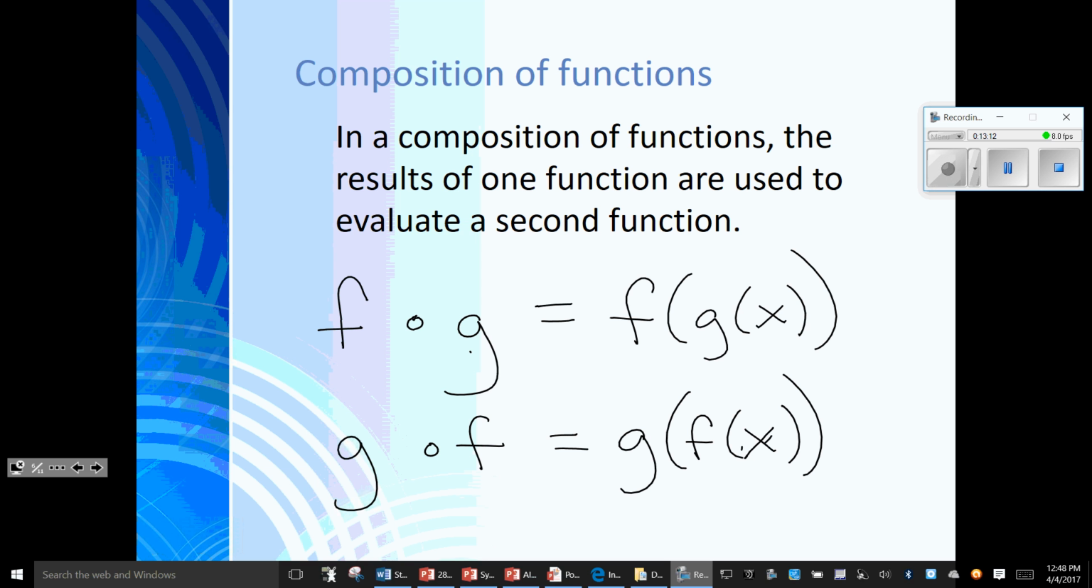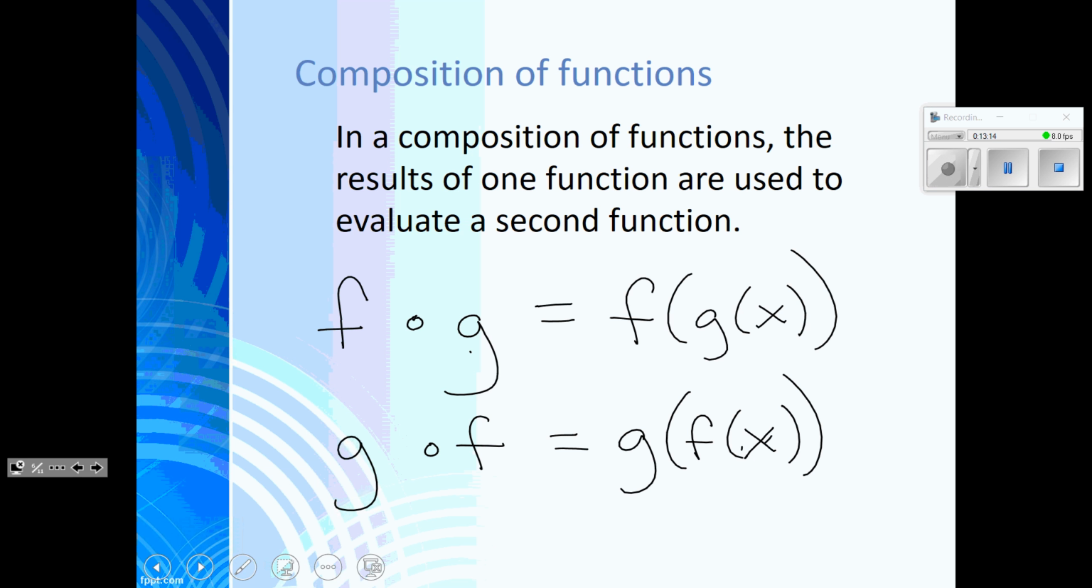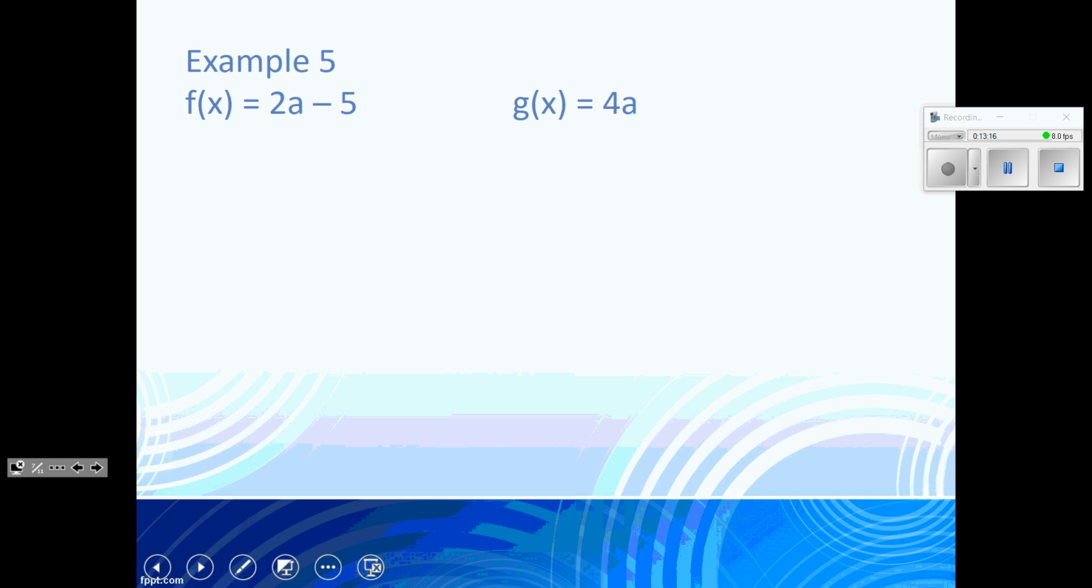Let's see what we got. So we are back from lunch, and we're going to see what we got with example 5. So we're going to do both of these. The first thing we're going to find is f of g of x. F of g of x.